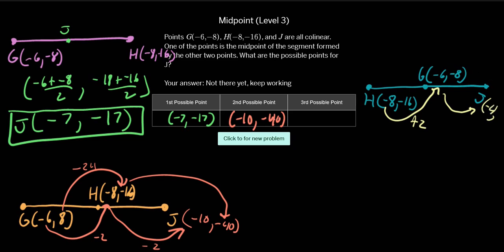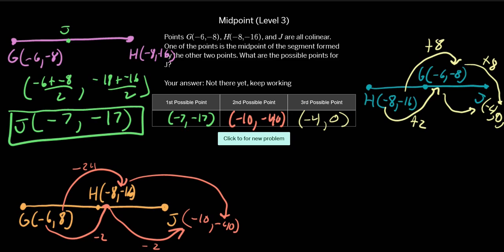And how do you go from negative 16 to negative 8? You add 8, and so to get to J, we cram it in here on the side, you're going to have to add 8 again. So negative 8 plus 8 gives us 0. So negative 4, 0 is my third point.